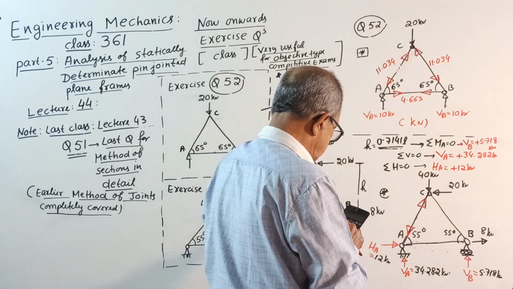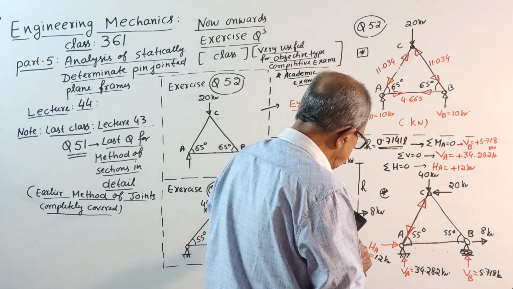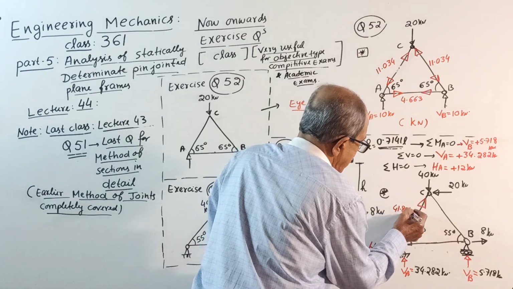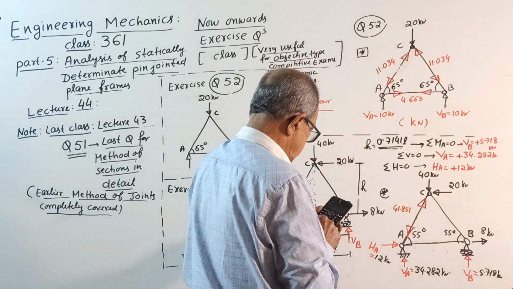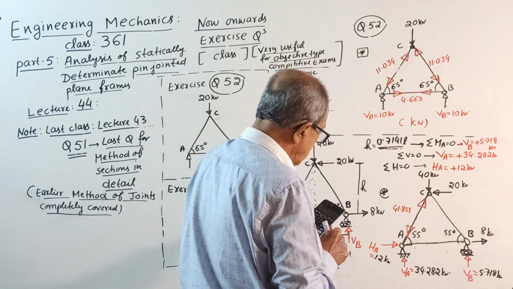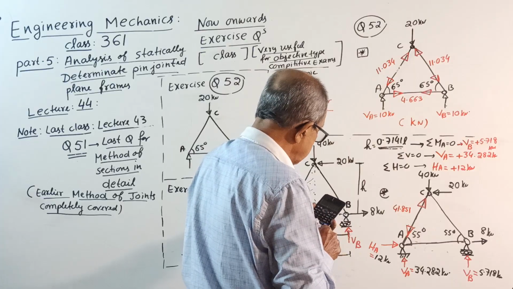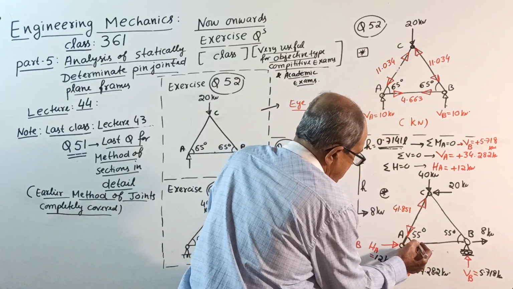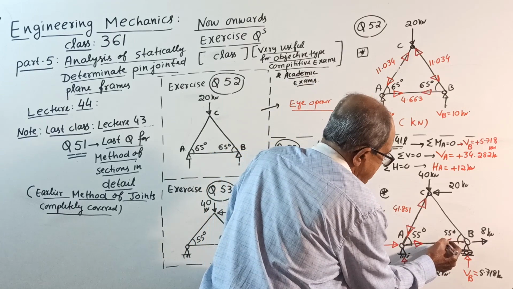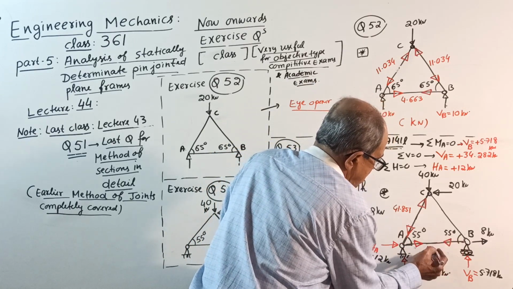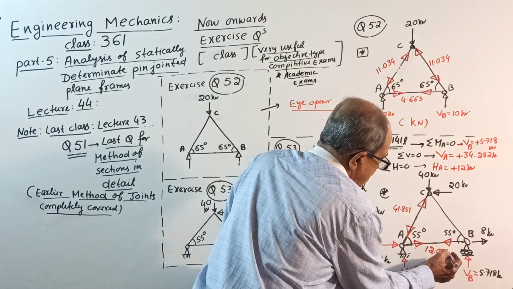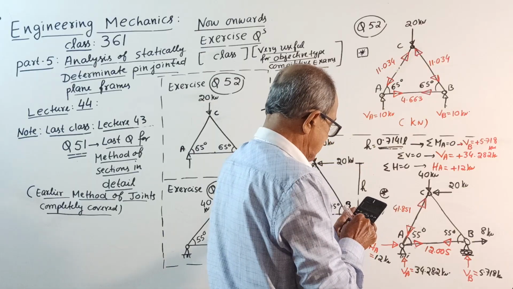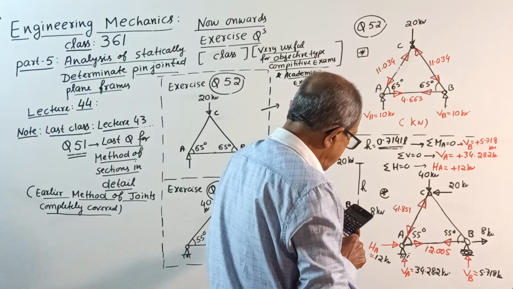34.282 divided by sin 55. 41.851. 41.851 kilonewton into cos 55 is 24.0 something, then minus 12. 12.005. See, this force is over. Okay, come here. P. 5.718 divided by sin 55. 6.980.